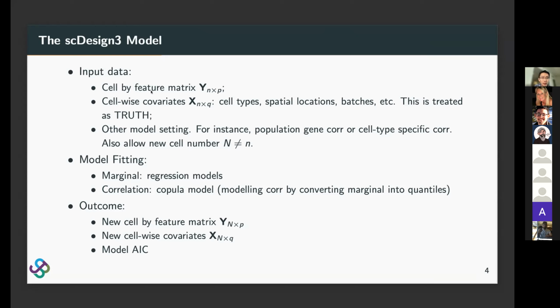The outcome of the SEDANS3 is also three things. The first one is a new feature matrix, and the second one is a new cell-wise covariate matrix, if the cell number is different from the original cell number. And the third one is a model AIC, which is very useful for performing model selection and model assessment.